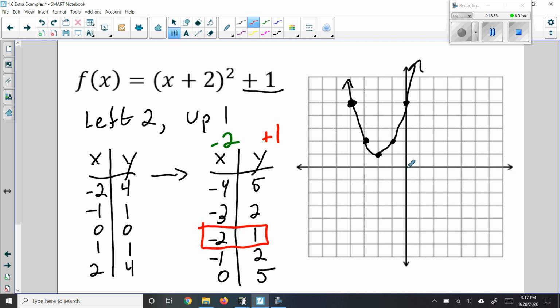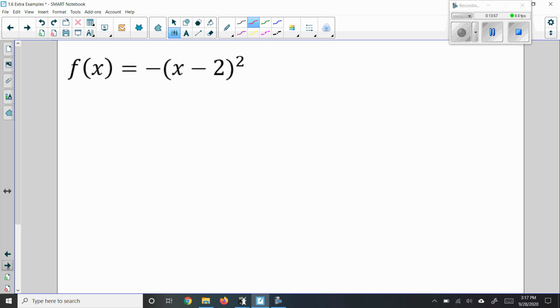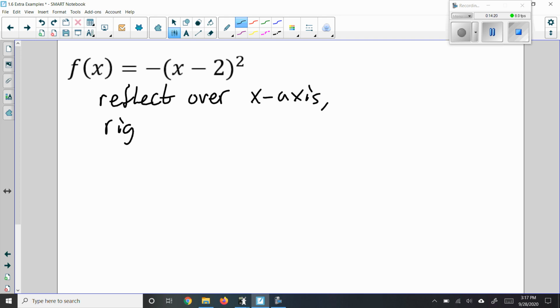All right, let's do one more. Again, we have a quadratic. The parent here is a quadratic. This negative on the outside is a reflection. So this has been reflected over the x-axis. This minus 2 is on the inside, which is the opposite. So this is right 2.